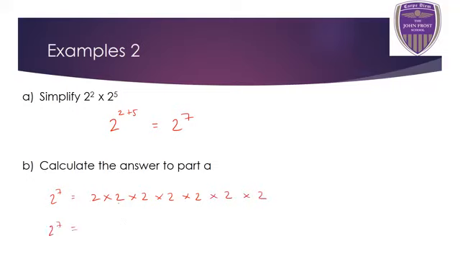So 2 times by 2 is 4, times 2 again is 8, double that again is 16, double it again is 32, double it again, 64, double that again, 128. Okay, so 2 to the power of 7 is 128. All right.